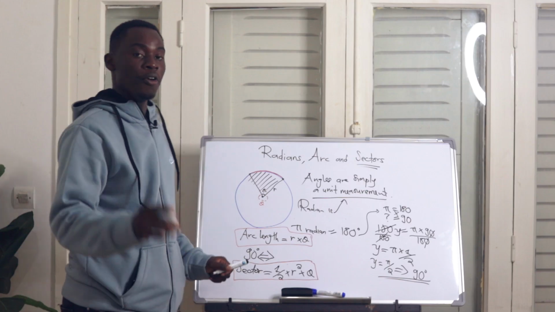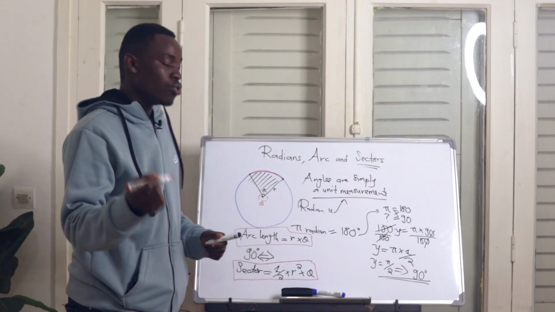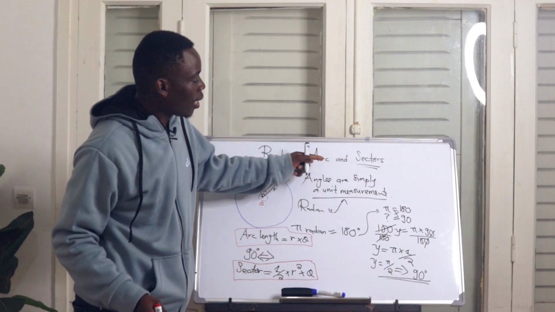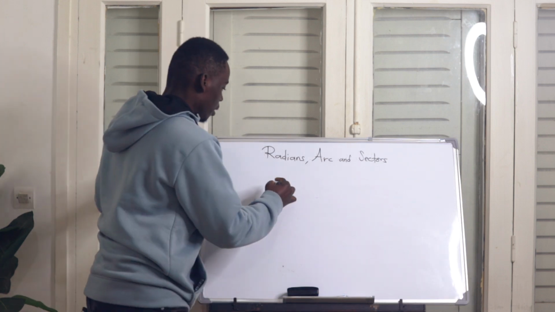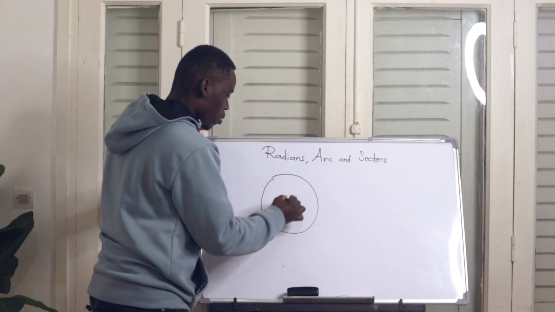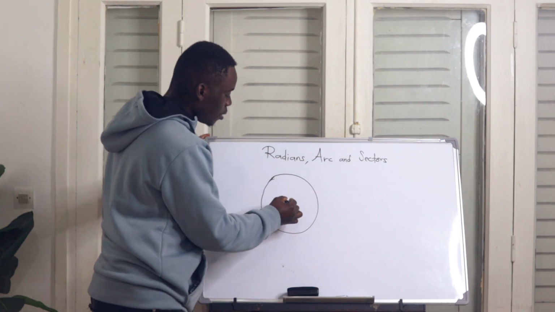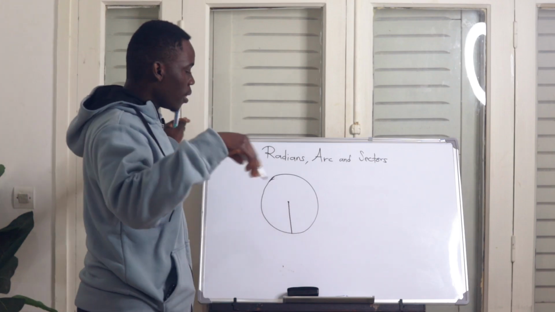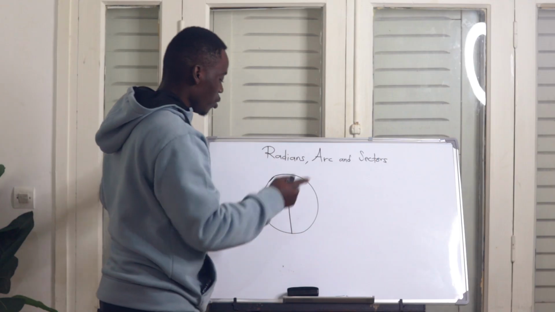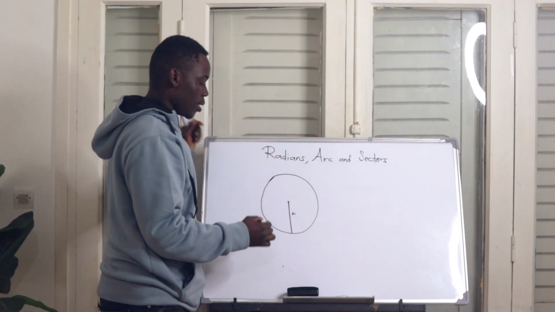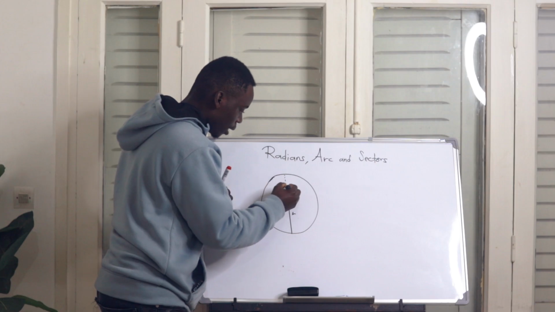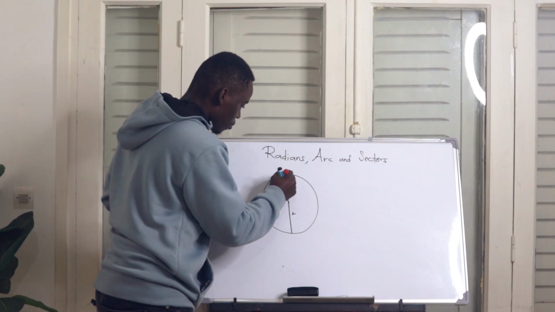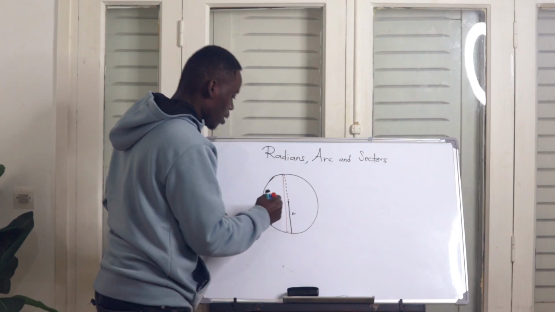So these are our two very important formulas that we're going to use to solve questions that have to do with finding an arc length and the sector. To simplify, this is our circle. We've got our center right here. The distance from the center to one point on the circumference of the circle is the radius. And the total distance, which we call the diameter, is the distance from here to here.